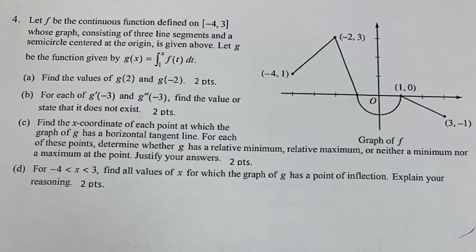This problem gives us a function f that's continuous and defined between x equals -4 and x equals 3. The graph is made up of 3 line segments plus a semicircle that's centered at the origin. If we define g to be the integral from 1 to x of f of t, first we want to find the values of g of 2 and g of -2.